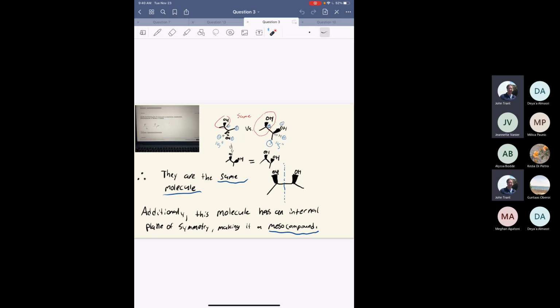If you were to write meso compound and you wrote something wrong for same molecule, like an enantiomer, would you get half a mark, or would that still be just a 0? If you wrote an enantiomer and meso compound, that's a 0, because an enantiomer means they're not the same molecule. That's just a 0. But meso compounds are by definition identical. So the question was poorly phrased and the answer was poorly written.